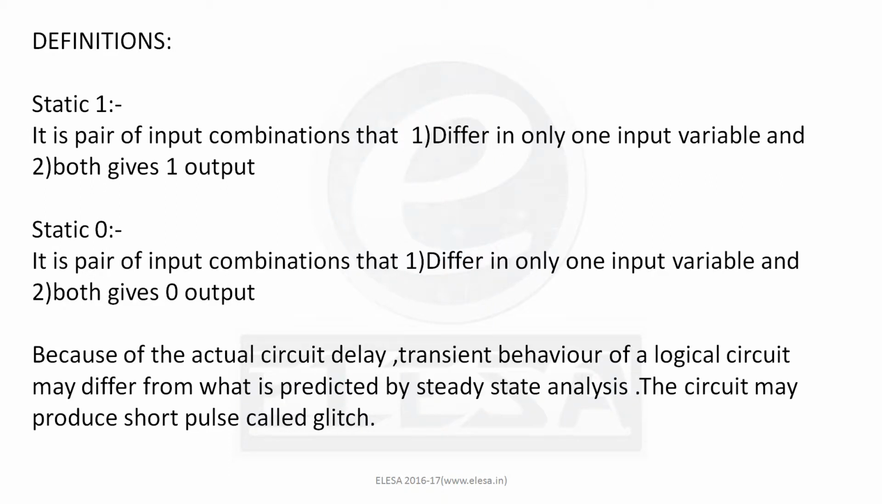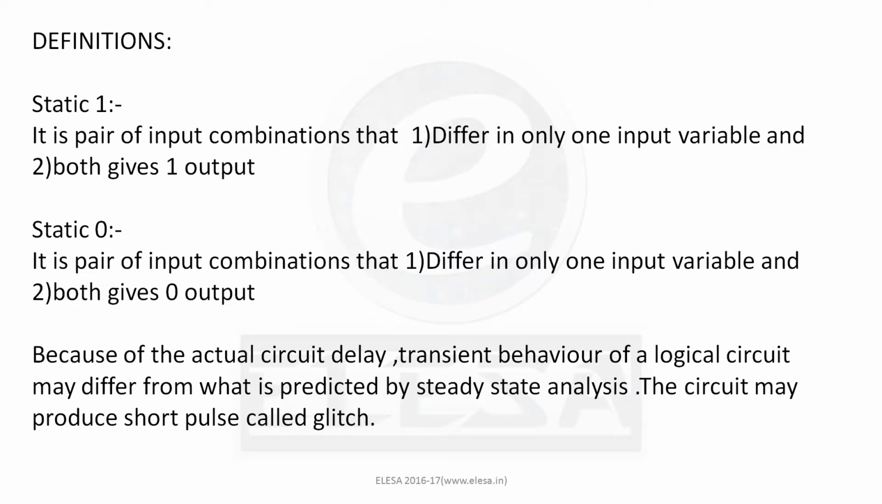Talking about the static 1 hazard, it is a pair of input combinations that differ in only one input variable and both give a 1 output. Meaning the expected output is 1, but there is a glitch of 0. And the static 0 is a pair of input combinations that differ in only one input variable and both give a 0 output. Meaning the expected output is 0, but there is a glitch of 1 in the output.